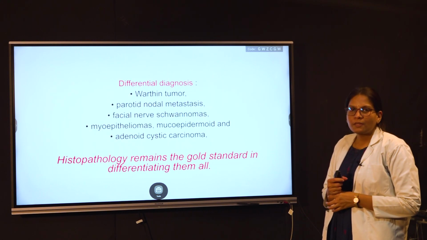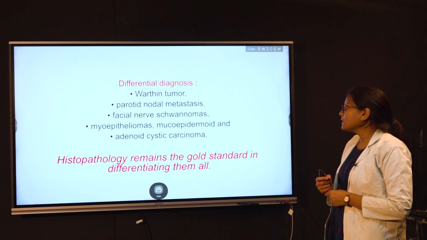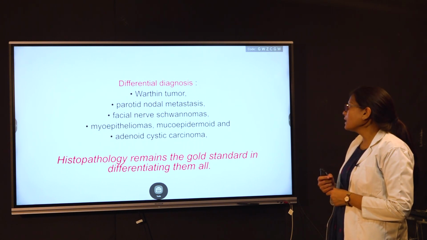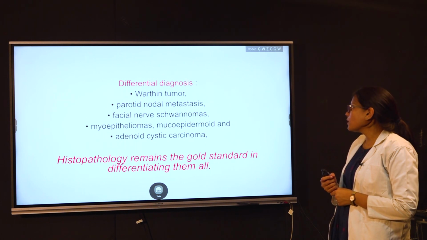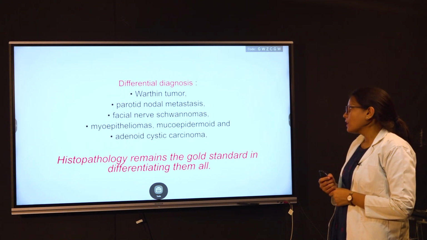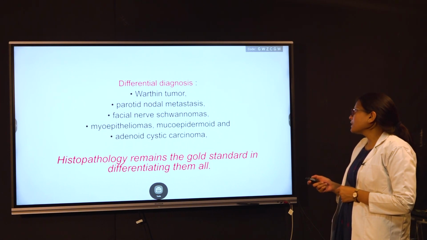So what could be the possible differential diagnosis? First is Warthin's tumor, then parotid nodal metastasis secondary to other tumor involvement, facial nerve schwannomas, myoepitheliomas, mucoepidermoid carcinoma and adenoid cystic carcinoma. So to confirm, histopathology remains the gold standard in differentiating the tumor.